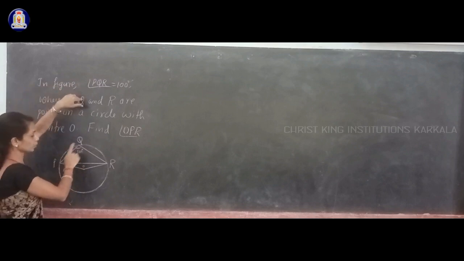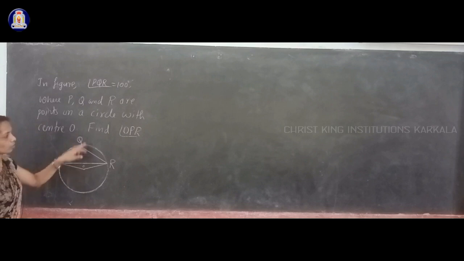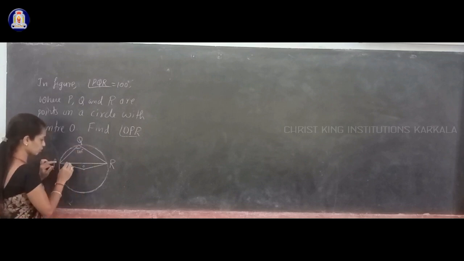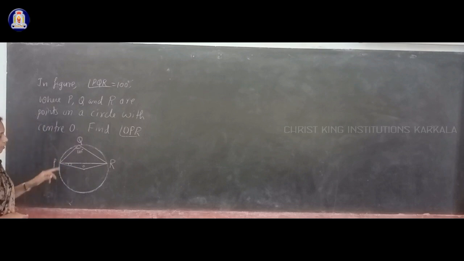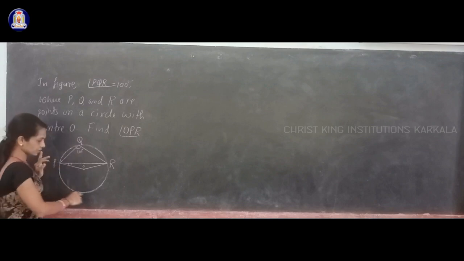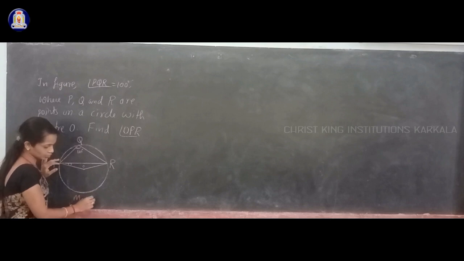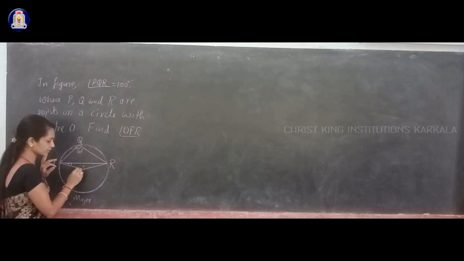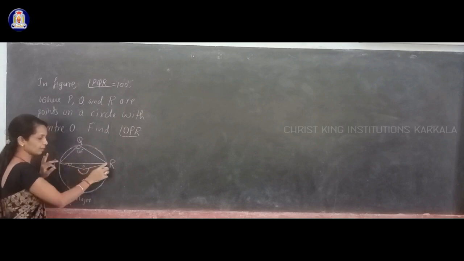Okay, the next problem: in a figure, angle PQR is 100 degree, where P, Q and R are points on the circle with the center O. Find angle OPR, this is the angle you have to find. Here also you have to apply theorem number 8. Which arc is this? This is a major arc, and the angle subtended by this major arc at the center of the circle is this angle, the reflex angle POR.